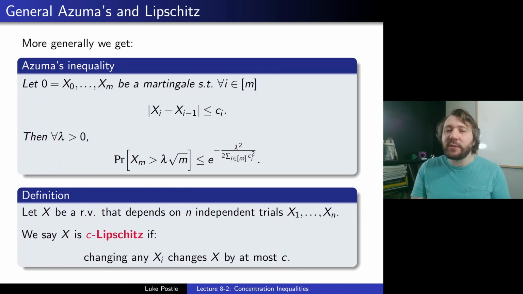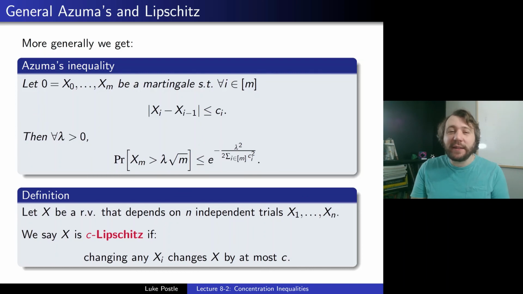But here I'm not suggesting it's the sum at all. In Hoeffding's, we had the sum. Here it just depends, it could be in a very strange way. But you just promise me that no matter how it depends, whenever I change the outcome of one trial, change any X_i to some different value, no matter what happens, it changes X by at most c. Then we call this being c-Lipschitz.